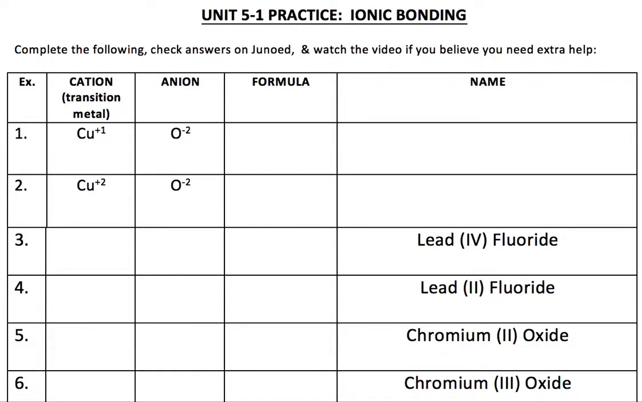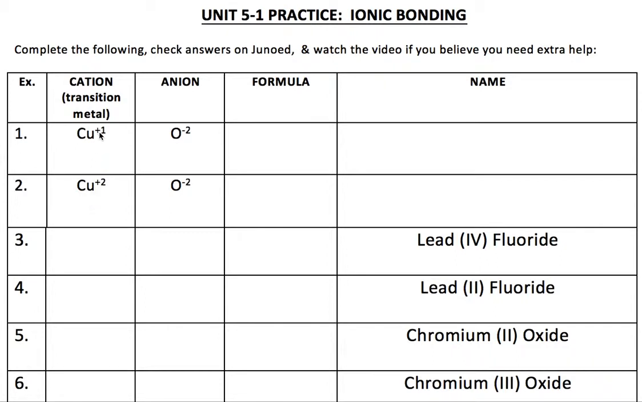All right, so let's go through the first 12. This is going to focus a lot on the Roman numerals that we use when metals make more than one charge. So over here, I give you the copper charge. It's +1, and down here is +2. So we know that copper is one of those guys that makes more than one charge.